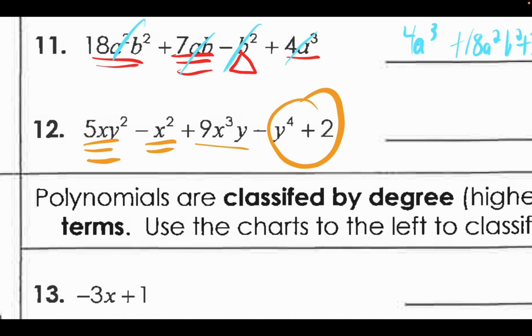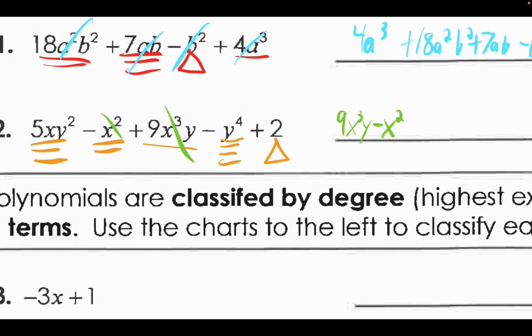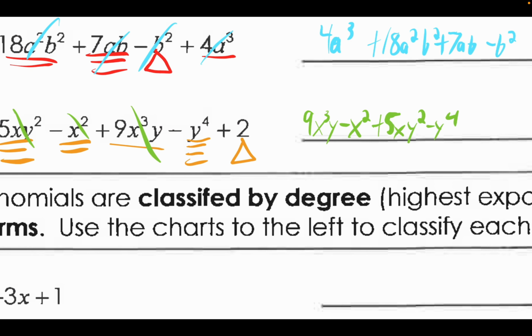And then after that, I have a y to the fourth and something without a y. So my tiebreaker goes to my next variable when I run out of x's. And so y to the fourth comes next, before the something without a variable, which always comes last. So now as I organize this, I have 9x cubed y first, minus x squared second, plus 5xy squared third, minus y to the fourth, plus 2.